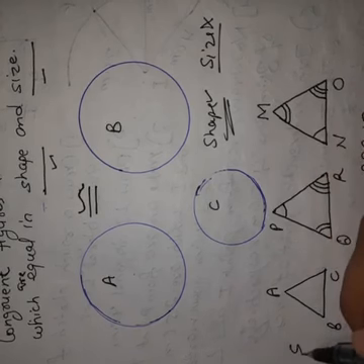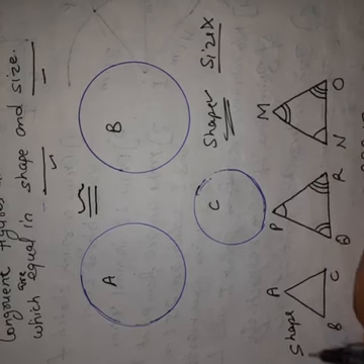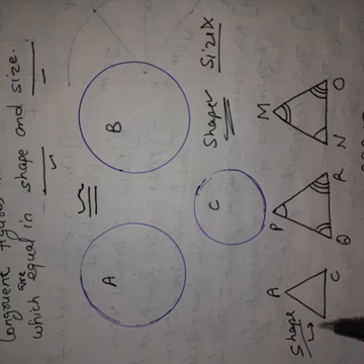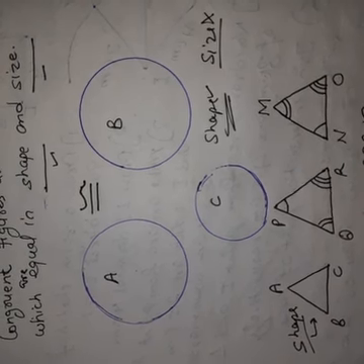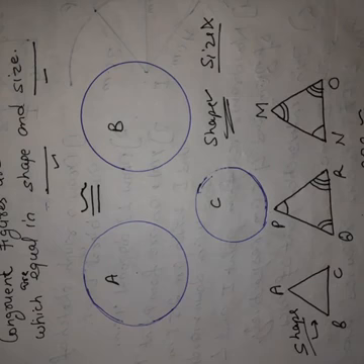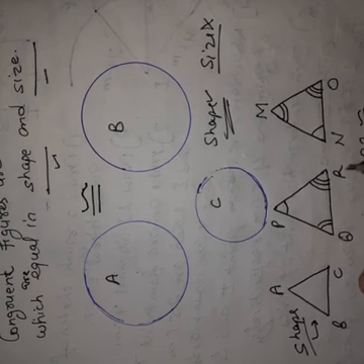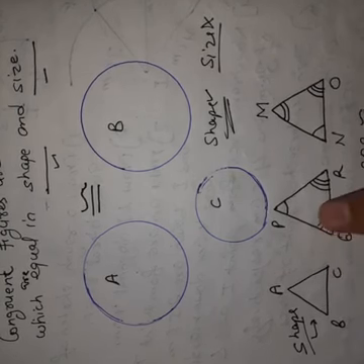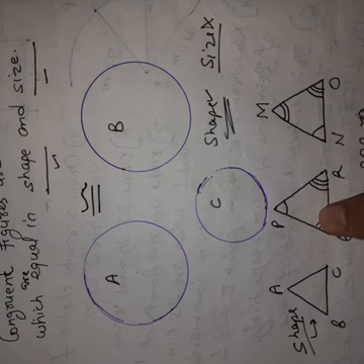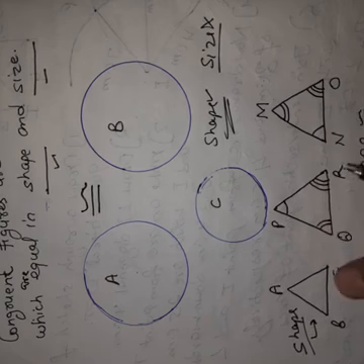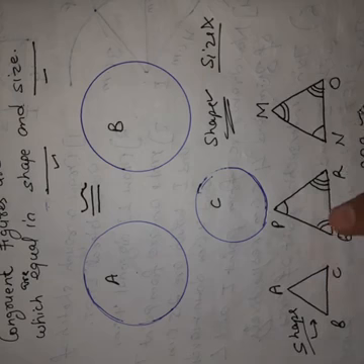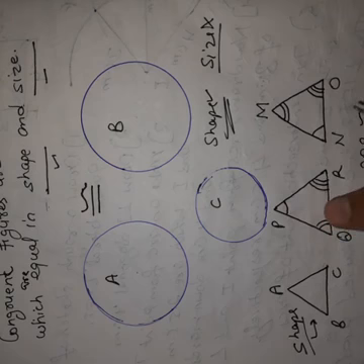All three figures have shape in common because तीनों ही क्या है हमारे ट्रायंगल्स हैं. But their size is not equal. As we can see, size of ABC is not equal to size of PQR triangle. So we cannot say triangle ABC is congruent to triangle PQR.